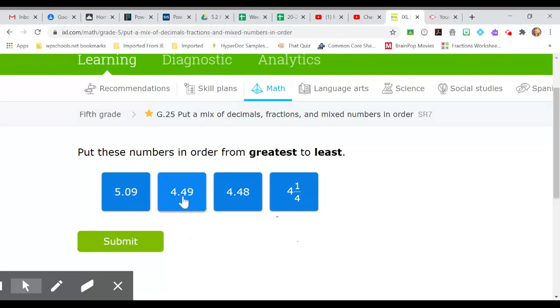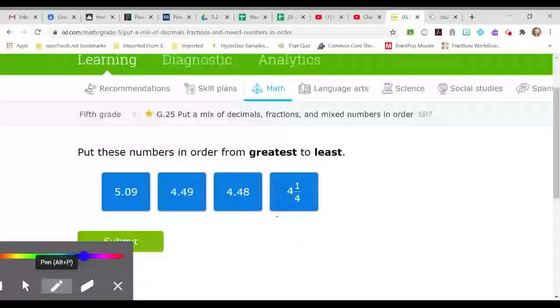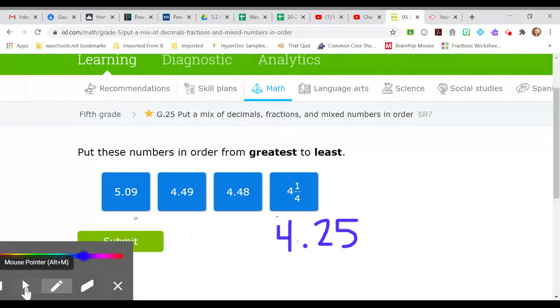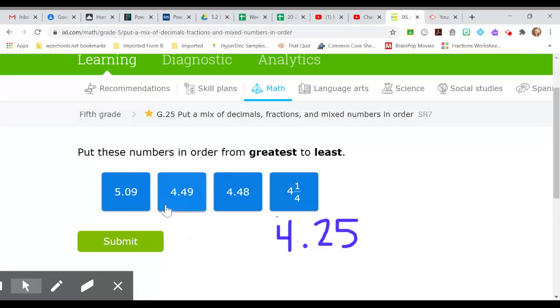Okay, and then I've got 4 and 49 hundredths, 4 and 48 hundredths, and 4 1/4. What is 4 1/4 as a decimal, Andrew? Right, 4 and 25 hundredths. Okay, so now we can think about this all as money: $4.25, $4.49, $4.48. So that's going to stay there. That's the order, right? Yep. 5 and 9 hundredths, 4 and 49 hundredths, 4 and 48 hundredths, and this is 4 and 25 hundredths. That one was easy.